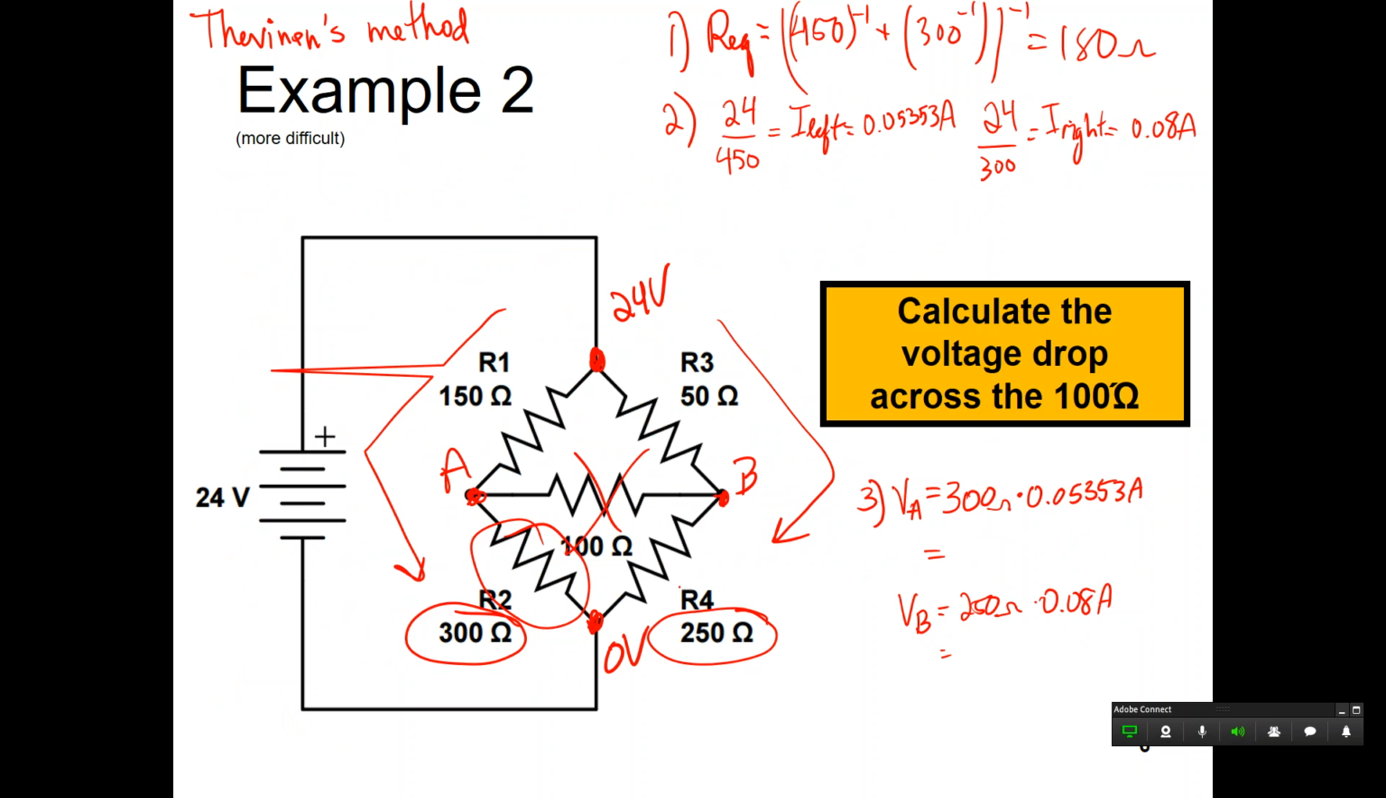16 and 20? Yes, you're right. Okay? So I have a voltage difference between A and B of how many volts? What's my voltage difference between A and B? How much? 4. Yeah, absolutely. Okay? So in this case, I'm going to call VAB equal to 4 volts. That was my step 3. We're only halfway through the steps.